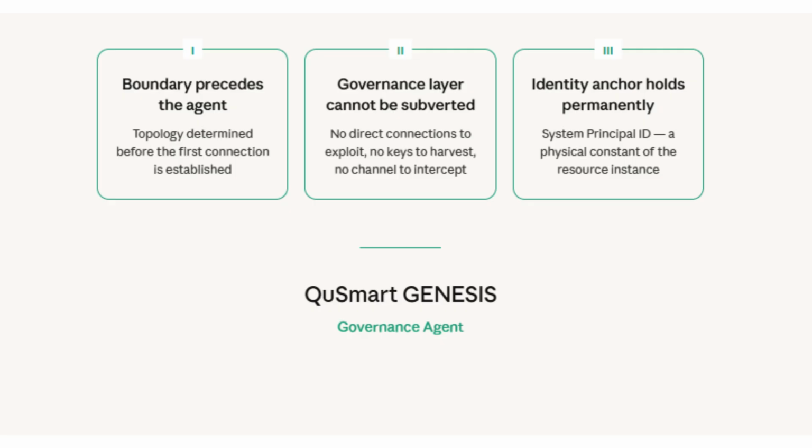The governance boundary precedes the agent. The governance layer cannot be subverted. And the identity anchor, a system principal ID, a physical constant of the resource instance, holds the boundary permanently. Nothing to monitor, nothing to defend, nowhere for unintended behavior to execute.